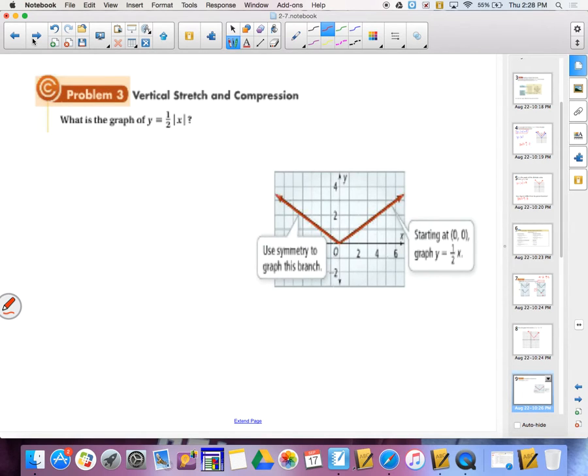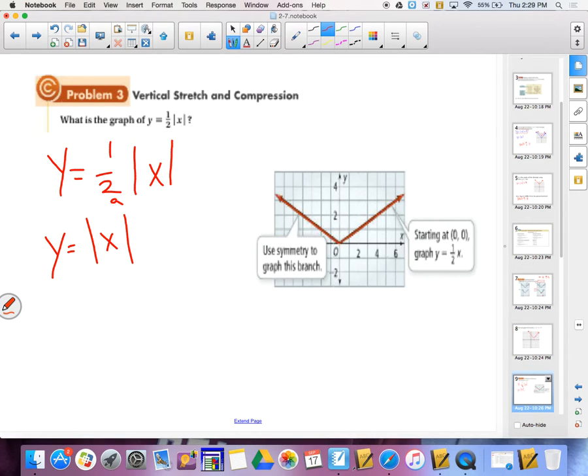So now we're going to get into the stretch and compression, stretch and shrink. So what is the graph of y equals a half absolute value of x? What is my parent function? Y equals the absolute value of x. What am I doing to my parent function? I'm compressing it. How do I know that I'm compressing it? Because a, which is that number right there, is less than 1.